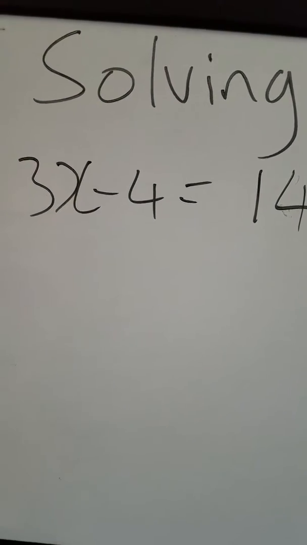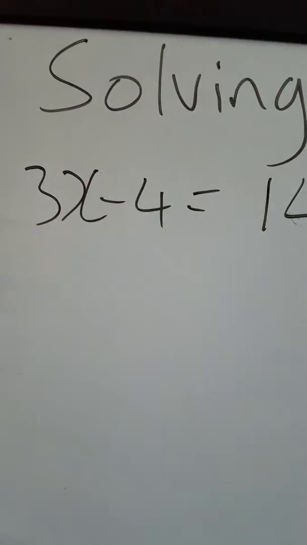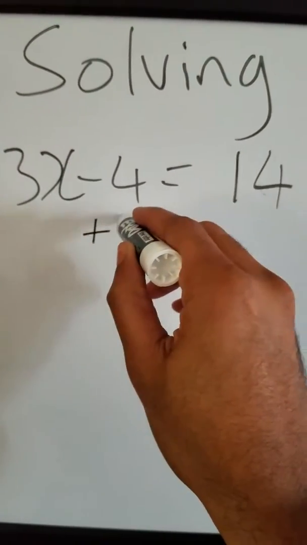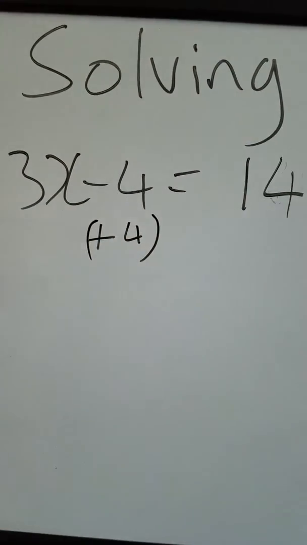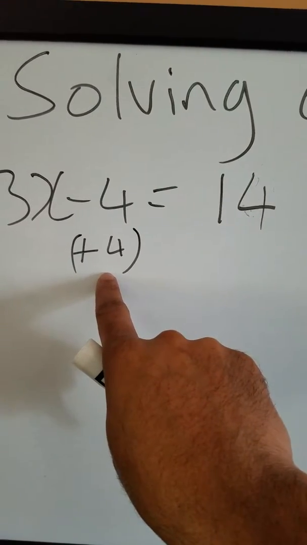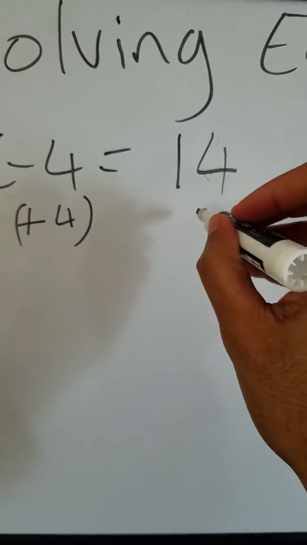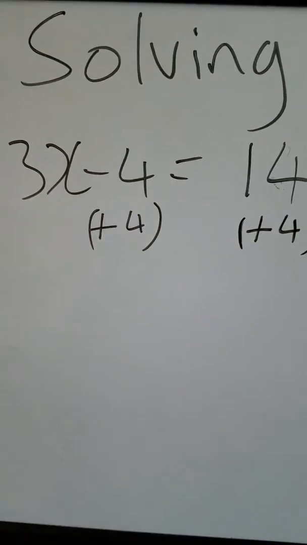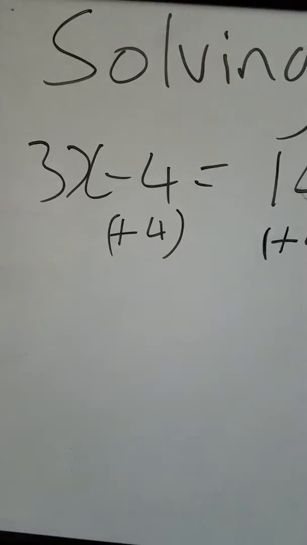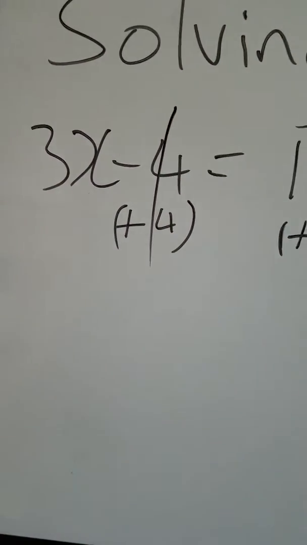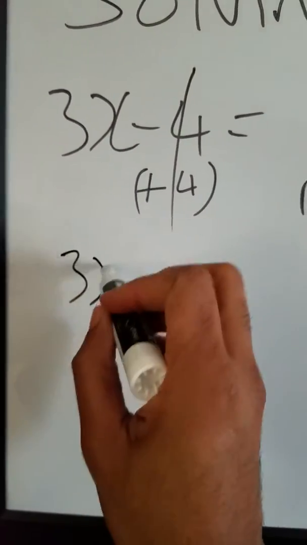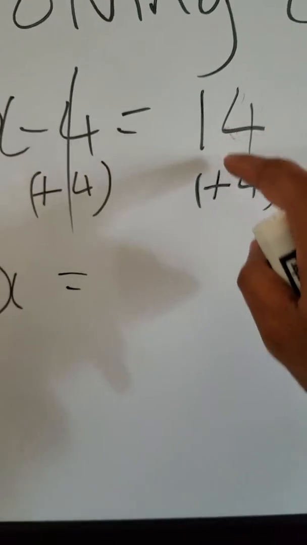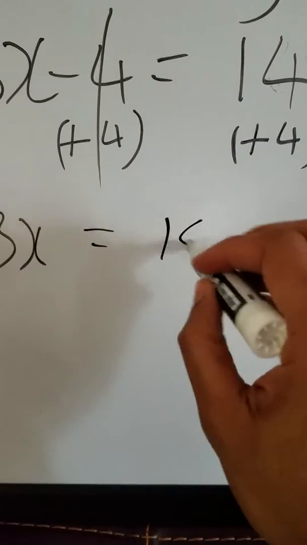What you can do is get rid of this negative 4 by simply adding 4. But bear in mind that if you add 4 to one side of the equal sign, you also have to add 4 to the other side of the equal sign. And what happens is, by adding 4 to negative 4, that cancels out each other. And so you're left with only 3x. We put our equal sign back, and now we have 14 plus 4, which is 18.